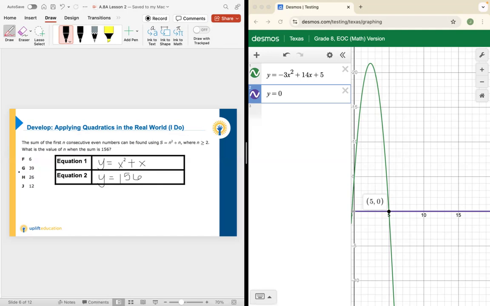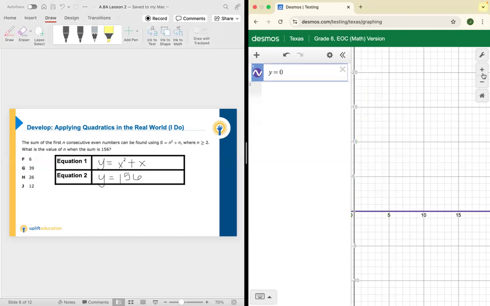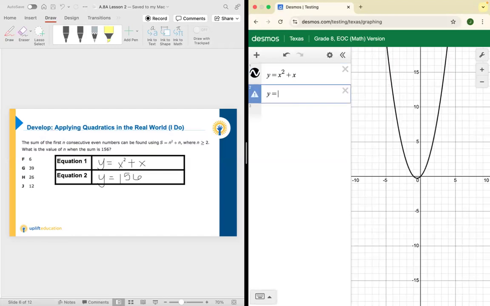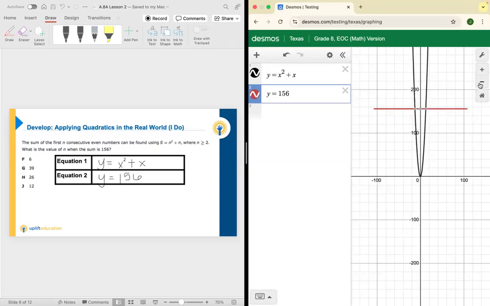This is where things get super important, and it's multiple choice as well. So this should be a little bit simpler. This is where things get super important when we have to use our zoom in and zoom out tools. So before I even get started, I'm going to start at home. Now I'm going to type in my equation. y equals x squared plus x. My second equation is y equals 156. So I have a black line and a blue line. Notice I only see the black. That's okay. I'm going to continue to zoom out until I can see both graphs.